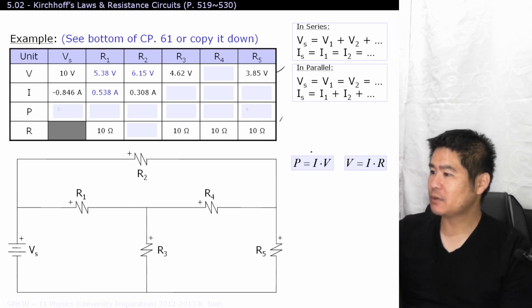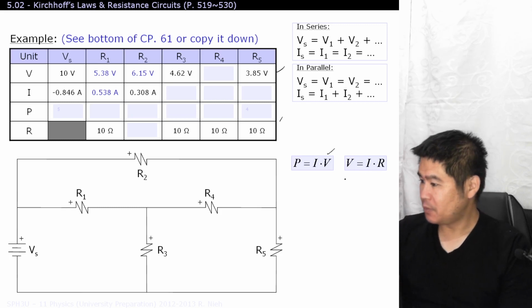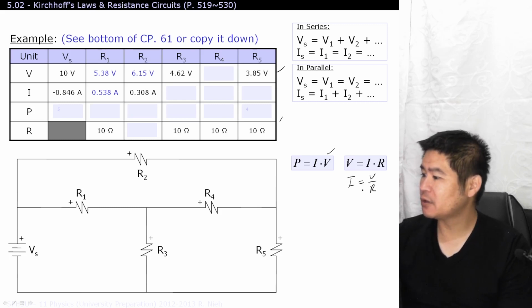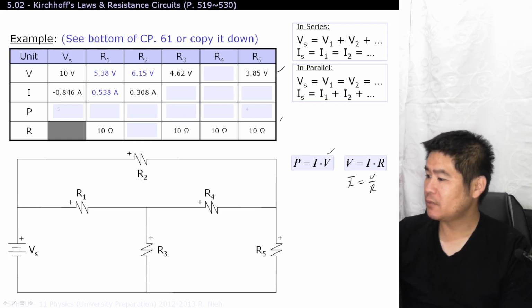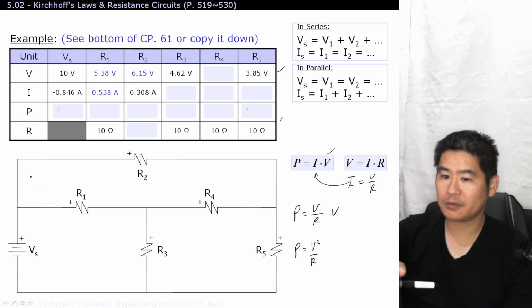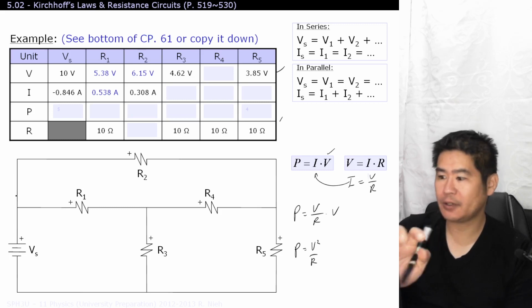So as we have the voltage, we don't have the current yet, but if we arrange this for I, I is equal to V over R. We could sub that right into here. So P is equal to V over R times V. So P is equal to V squared over R. Pull out our calculator.